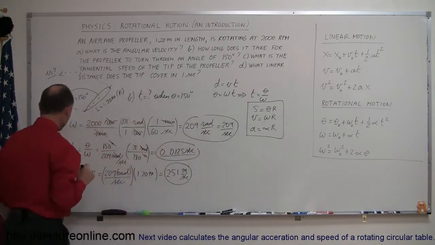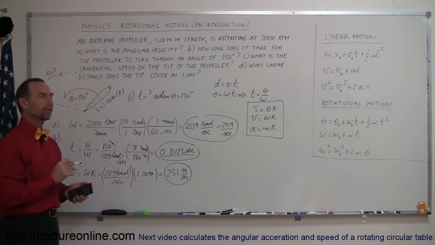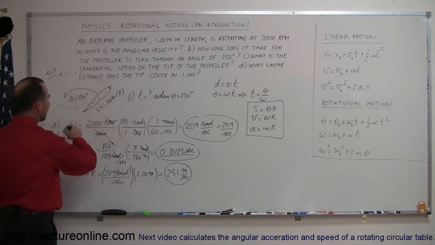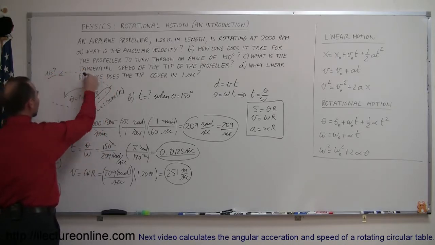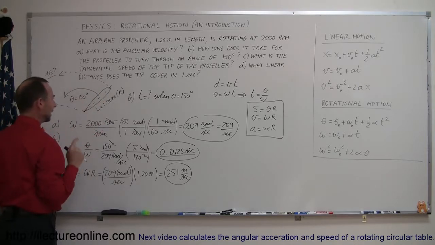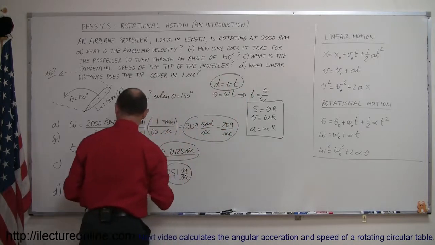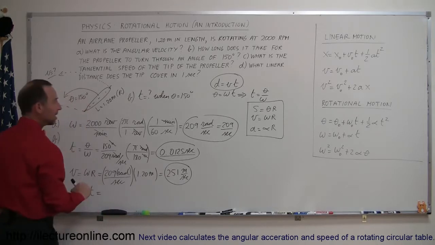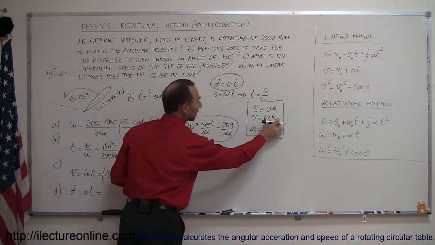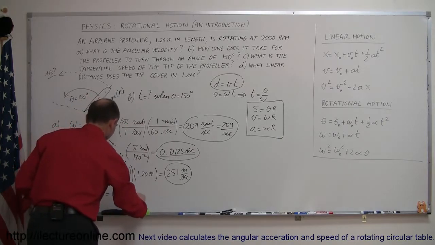There we go. And then finally, for part D, we're supposed to find what linear distance the tip covers in 1 second. So if the propeller is rotating and we want to know how far the tip of the propeller covered along that rotational motion in 1 second, again, we can say distance equals velocity times time. But velocity can be written as omega times r. So this is equal to omega times r times time.